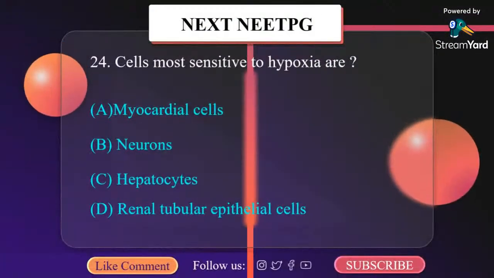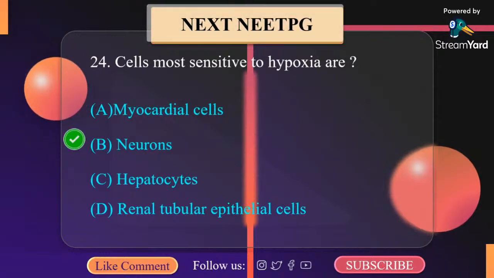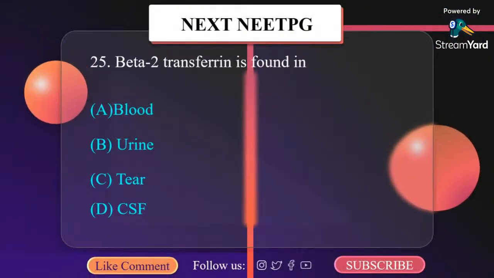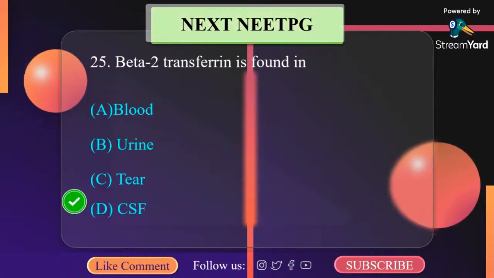Cells most sensitive to hypoxia are A. Myocardial cells, B. Neurons, C. Hepatocytes, D. Renal tubular cells. It is B. Neurons. Beta-2 transferrin is found in A. Blood, B. Urine, C. Tears, D. CSF. It is CSF.